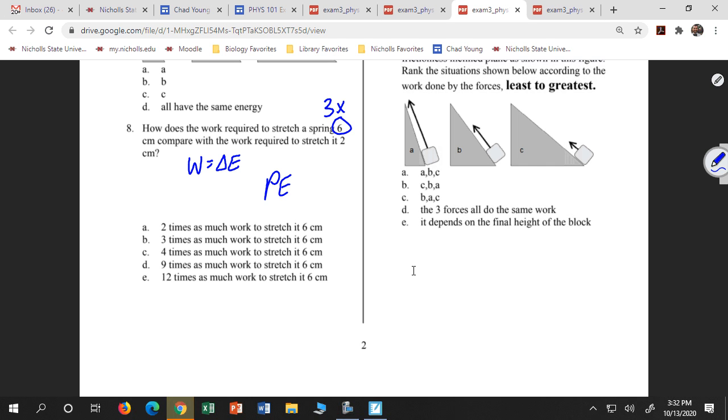I know that potential energy for a spring is 1/2 kx squared. If I triple x, that means my potential energy is 9 times. That means it requires 9 times as much work to stretch a spring 6 centimeters than it does to stretch it 2 centimeters.